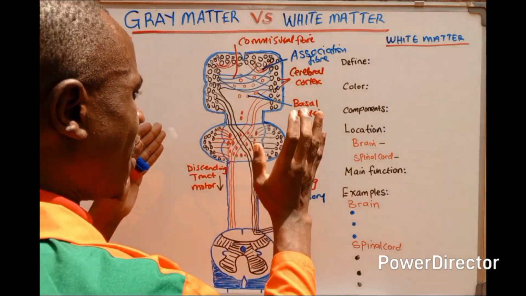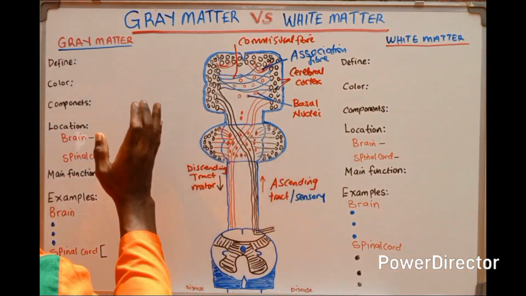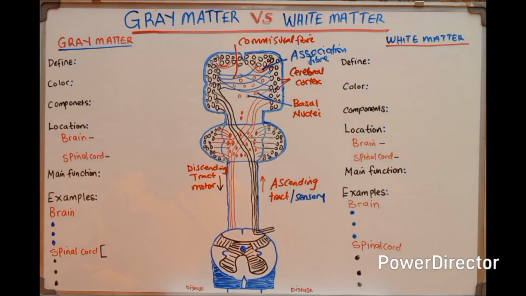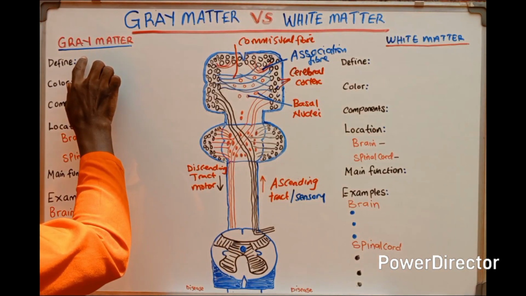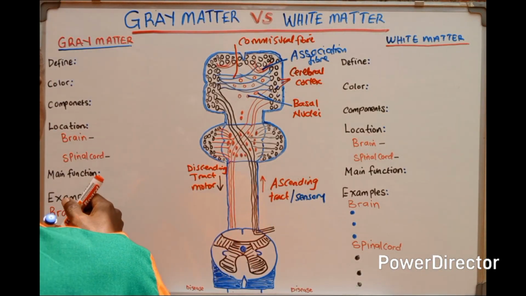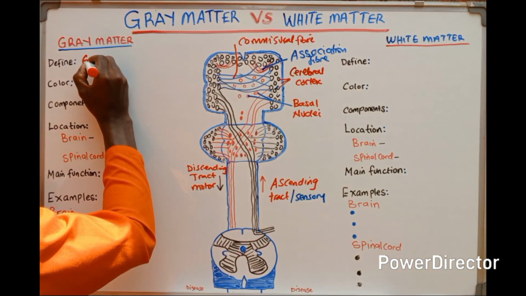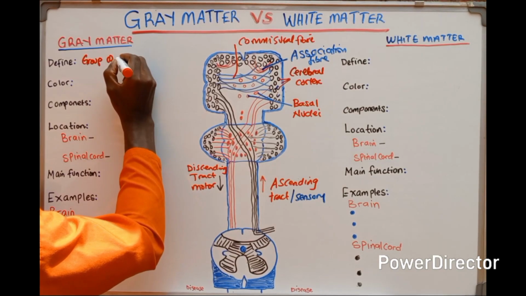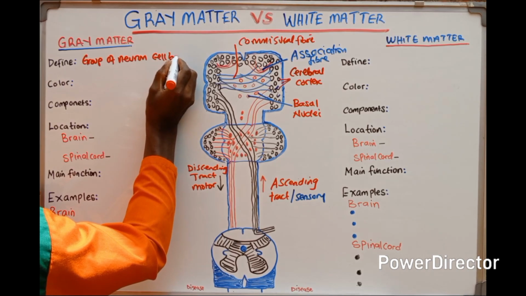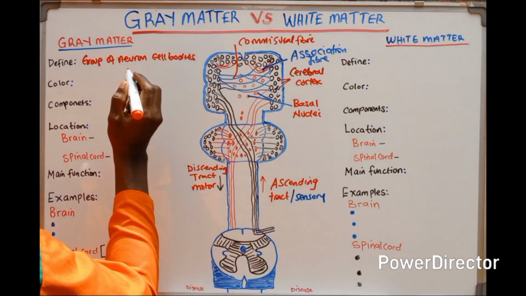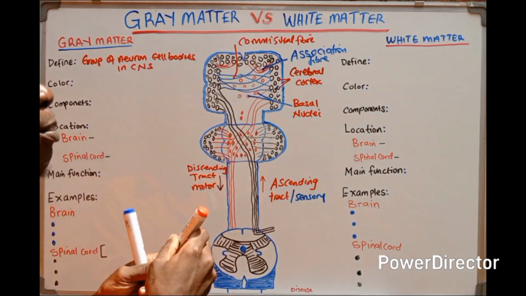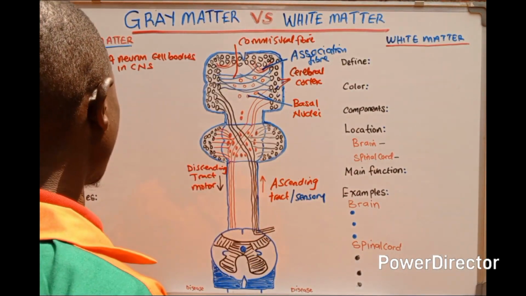Okay. So now, having seen all that, let us see the difference between the gray matter and the white matter, following these objectives. Starting with the definition, what is the gray matter? We simply say that gray matter is a group of neuron cell bodies in the central nervous system. That's just a brief definition of what we call the gray matter.